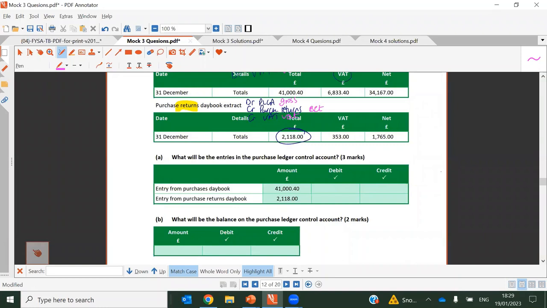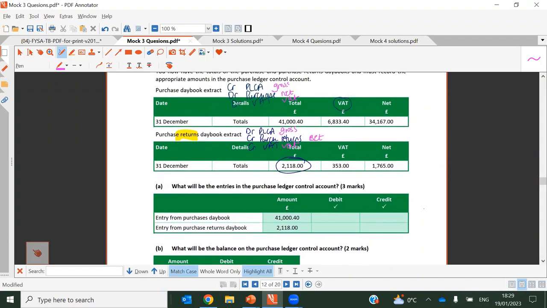So having talked that through, hopefully the answer to A is not too bad here. So what will the entries into the purchase ledger control account be? From the purchase day book, what we are saying here is I am increasing the amount on the purchase ledger control account. That is what we have done here. So we will be crediting. For the purchase returns day book, as we said here, I'm actually decreasing the amount I have to pay because this is a credit side item, it's a liability, that will be a debit.